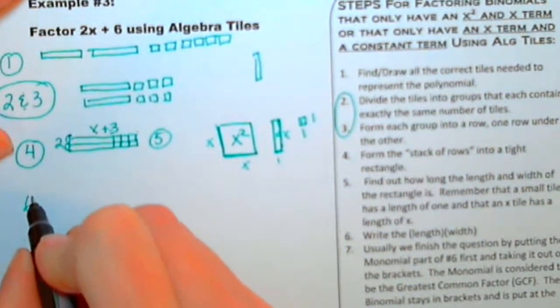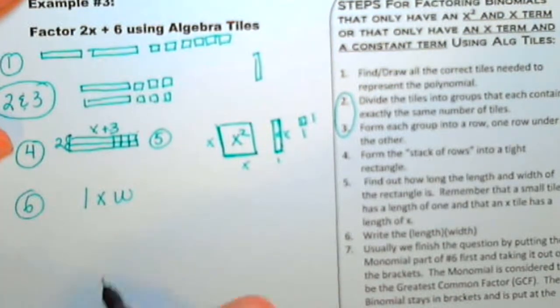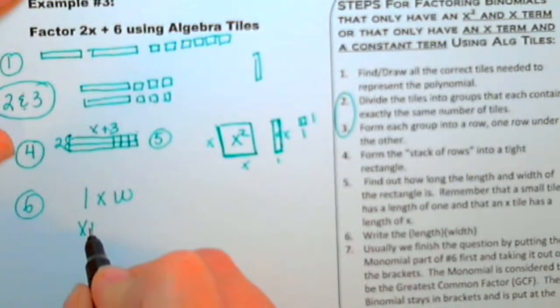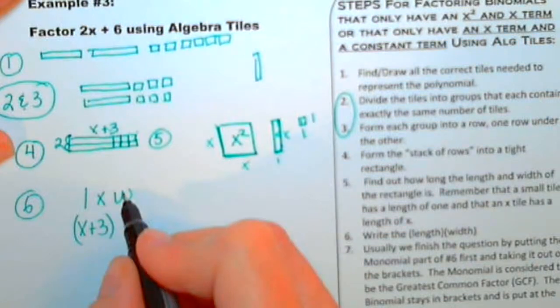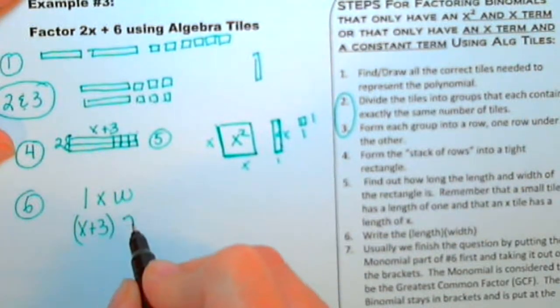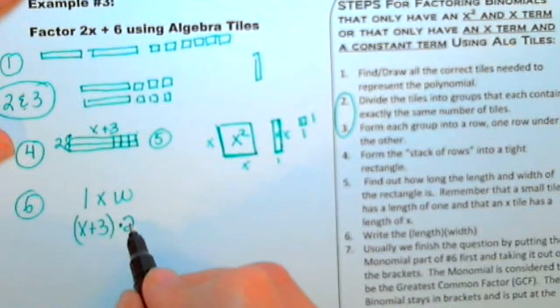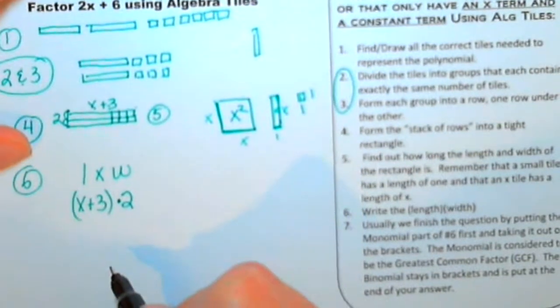Step number 6 says to take your length times width and just write them down. Well, this is x plus 3 long, and to keep that contained, I'm going to put that in brackets. How wide is it? Well, it's 2 wide. And this times sign I'm going to write as a dot. But right away I want you to realize that this bracket and this number being after it automatically mean multiplication. So the dot doesn't have to be written.